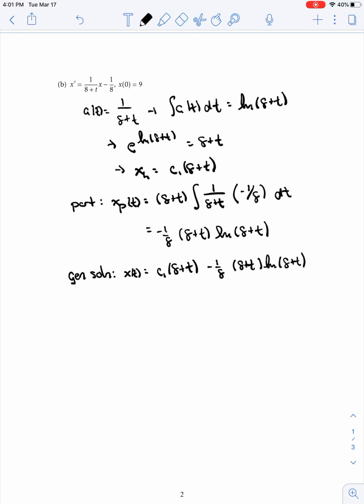Now we go to the initial condition. We're told 9 is x of 0. And so that's 8c1. 1/8 times 8 is just 1, so it's minus natural log of 8. And so then C1 is 1/8 times 9 plus natural log of 8.